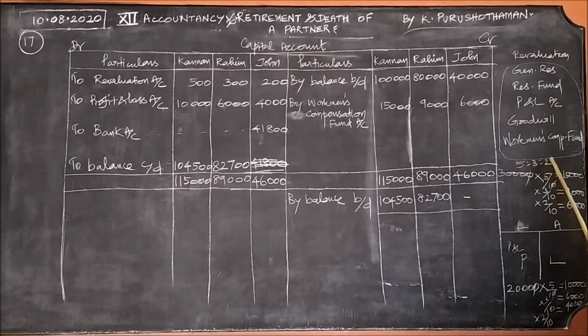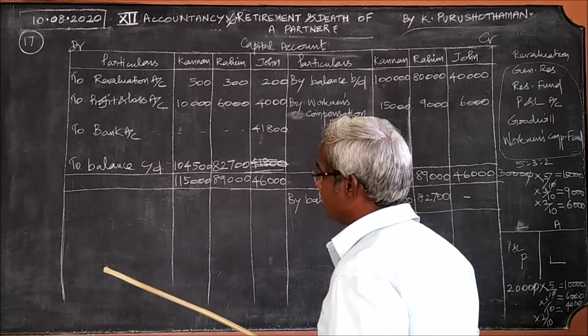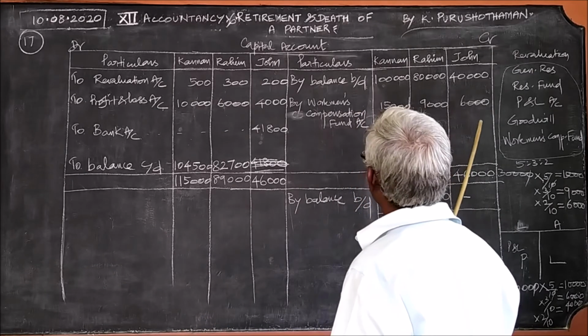30,000 into 5 plus 3, 8, 8 plus 2, 10. That is 15,000. Again, 3,000 into 3, 3,000 into 2, 6,000. And all these amounts should be written in the corresponding places, because 30,000 is a profit item. What is given actually there for 30,000? It is workmen's compensation account. So it is divided according to the ratio and the amount is written.